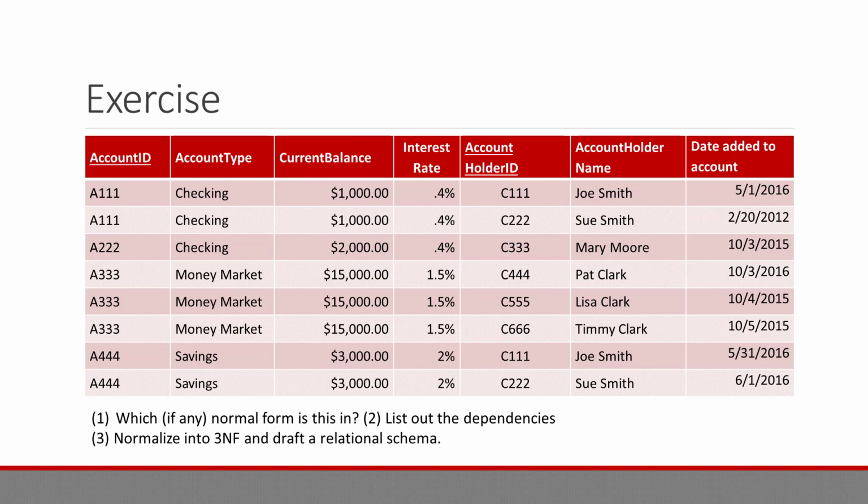Now the second normal form is the first normal form, so it needs to already meet the first normal form, and it has no partial key dependencies. And so this is going to require 3 separate tables. What we're trying to do is disentangle the partial key dependencies. So account ID, current balance, interest rate are all dependent on account ID. Account holder name is dependent on account holder ID. And then our third table is date added to account, which is going to be dependent on both account ID and account holder ID.